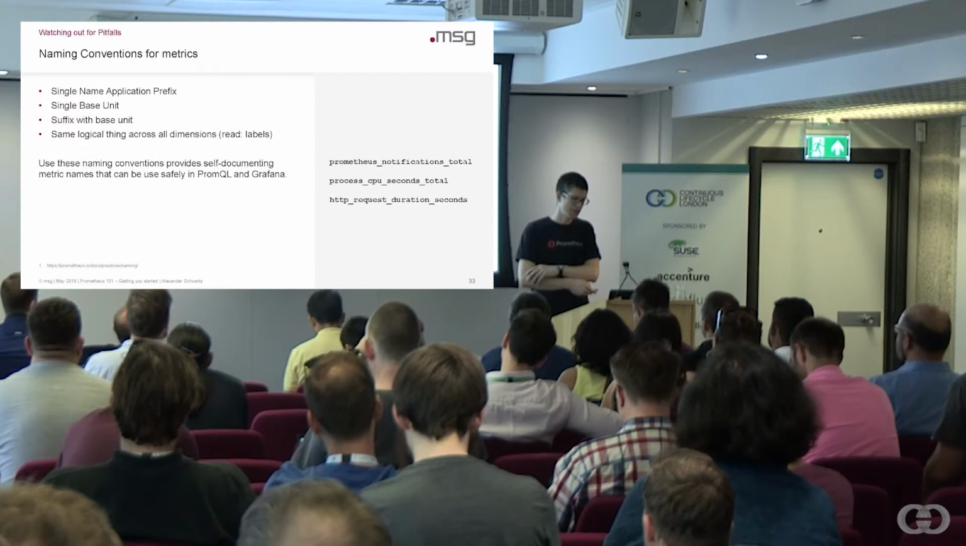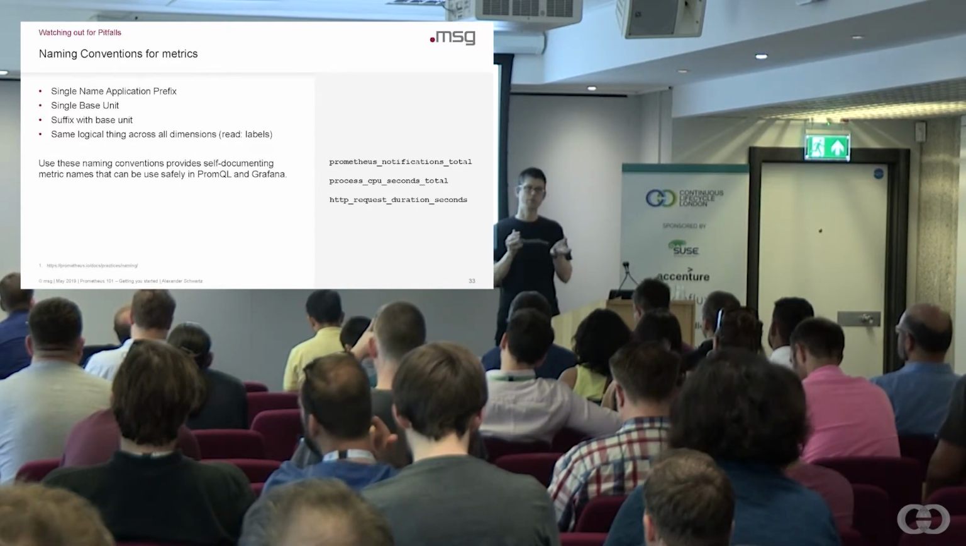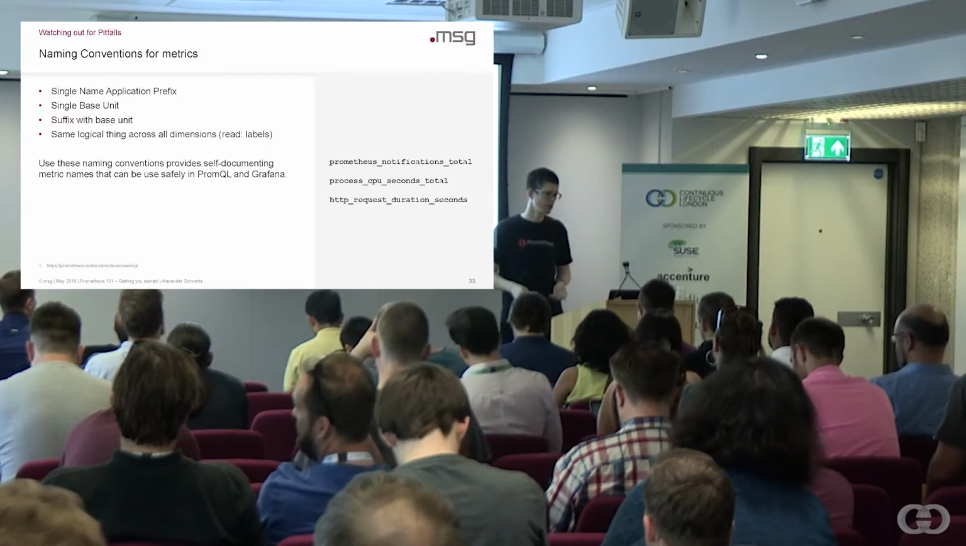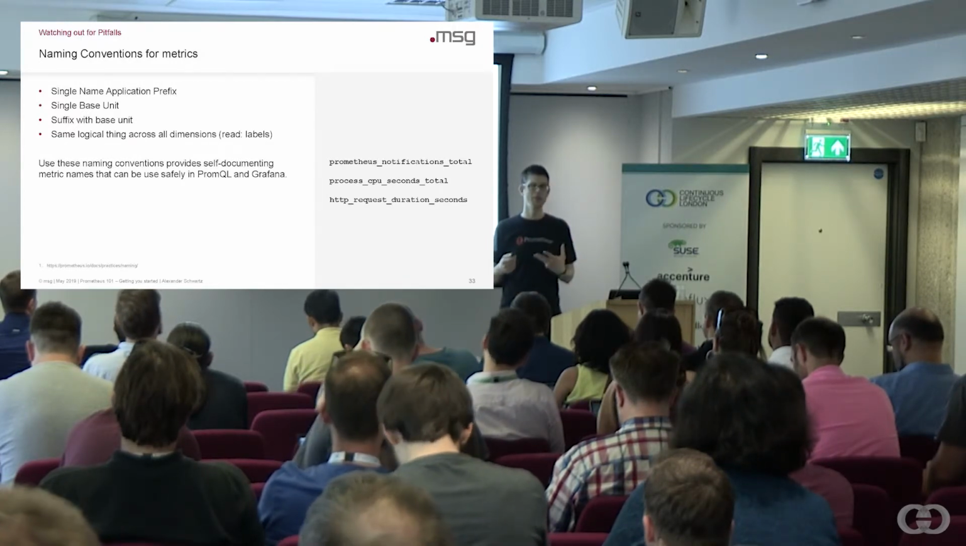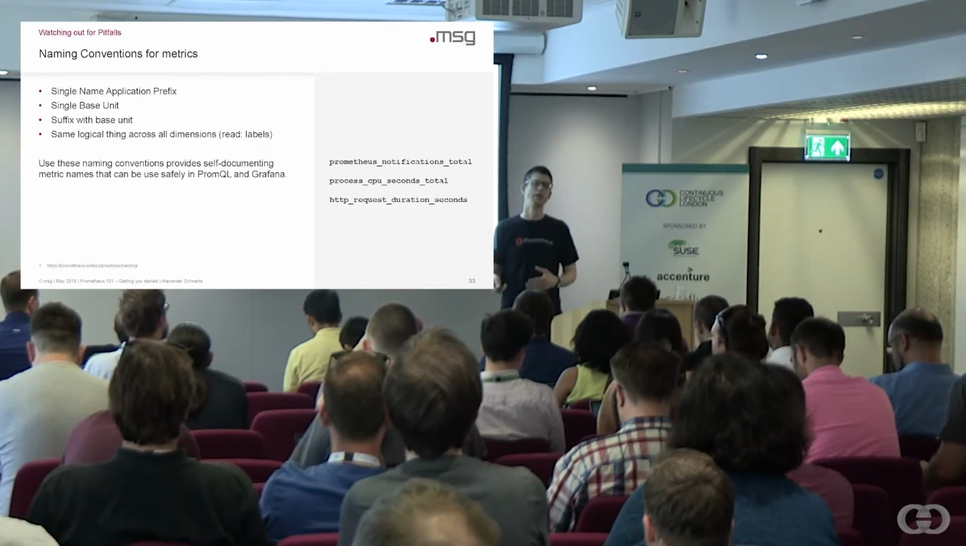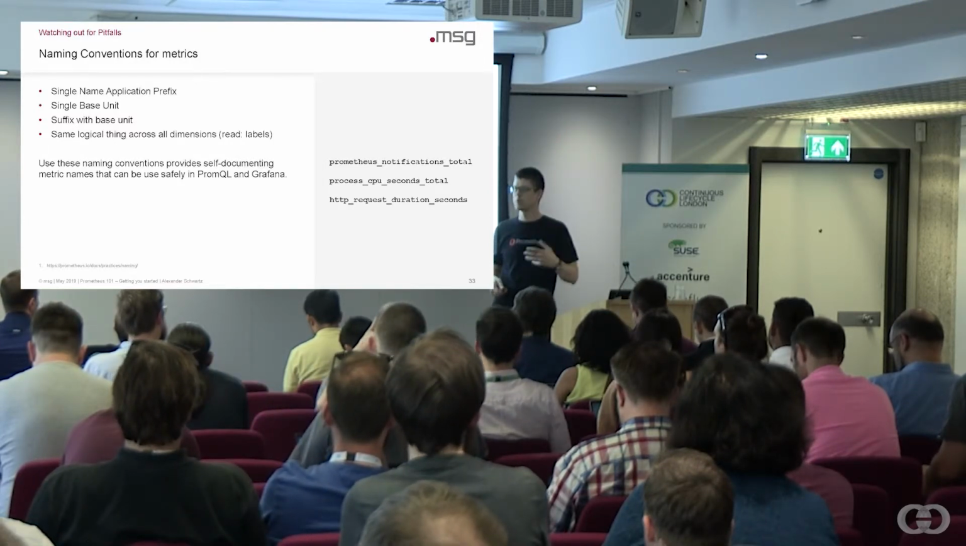You should have a single application prefix, so you know that this comes from Prometheus or your application. You should have a single base unit. You should count everything in seconds and not in hours and minutes. You should count everything in bytes, but not in kilobytes and megabytes.